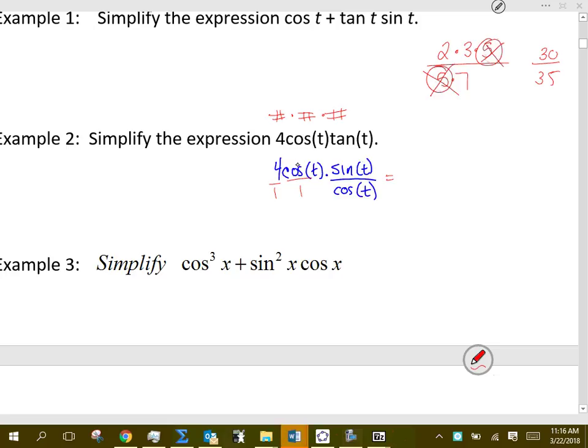Don't I have a cosine up top and a cosine on the bottom? So they're going to cancel out. When they cancel, we usually just cross them out, but it leaves a 1 in place, because cosine divided by cosine equals 1. So 1 over 1, however you want to write that. Now I have 4 times 1 times sine, so that changes to 4 sine. And on the bottom I have 1 times 1 times 1.